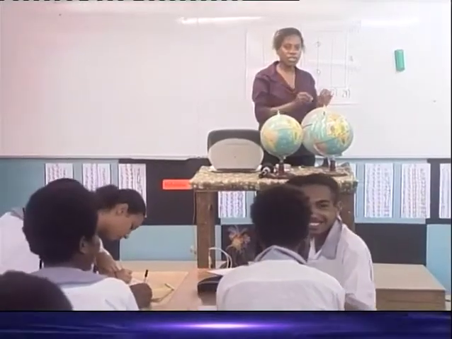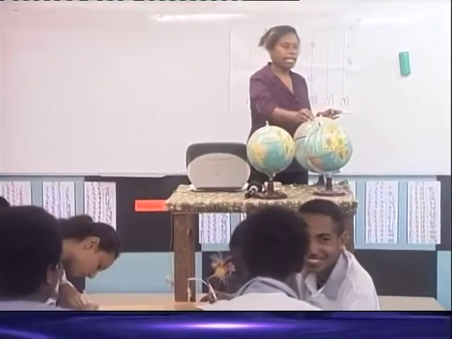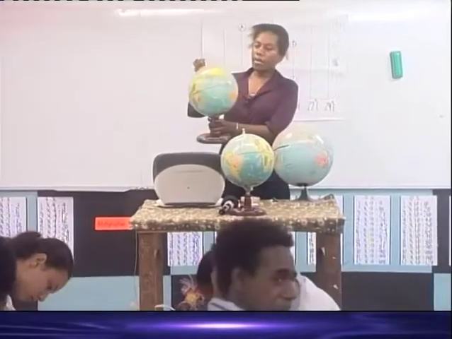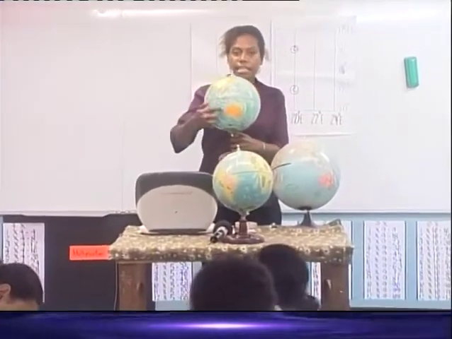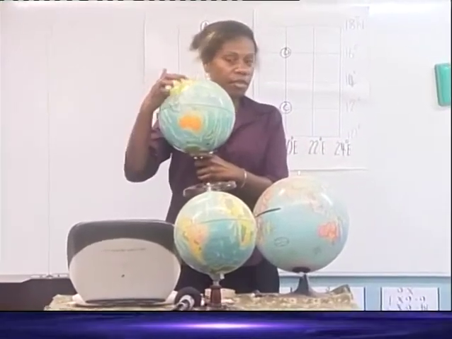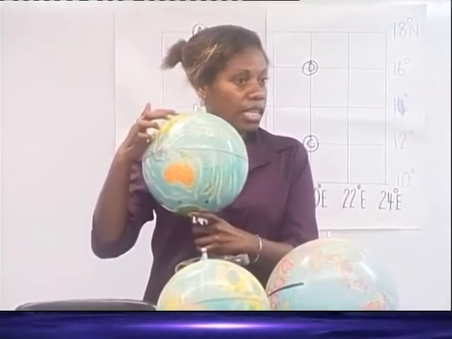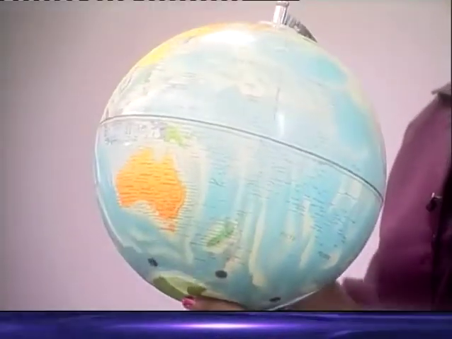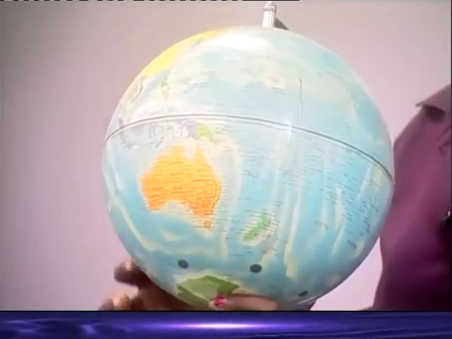So receiving students, I hope you got that right. Meridians are the lines that are running from north to south. Lines of meridians, or what should we say? What can we say? Longitude lines, very good. Longitude lines, or we can say meridian lines or meridians.